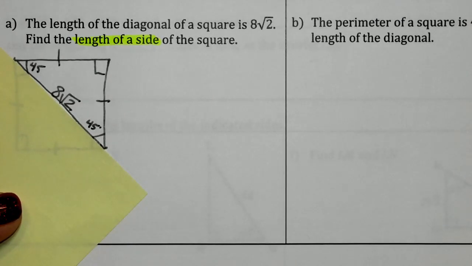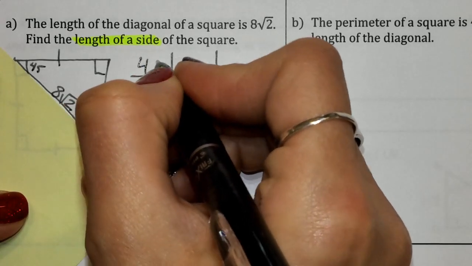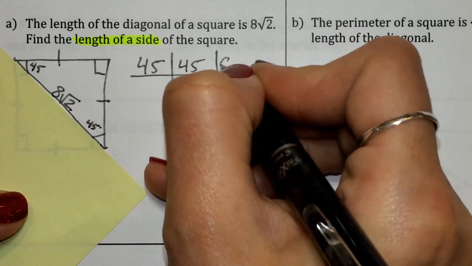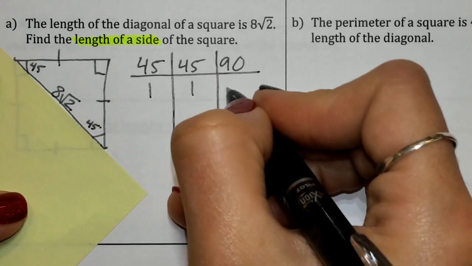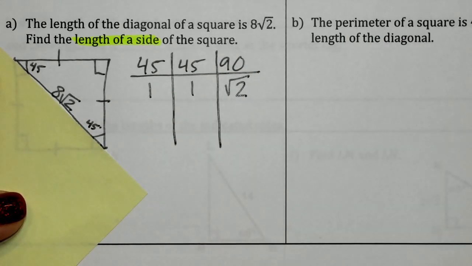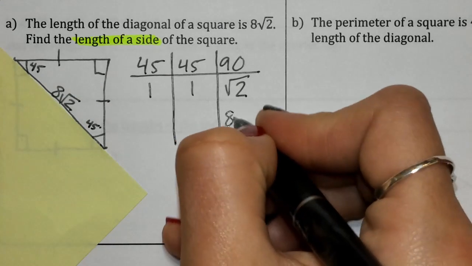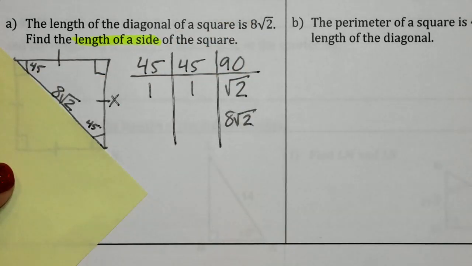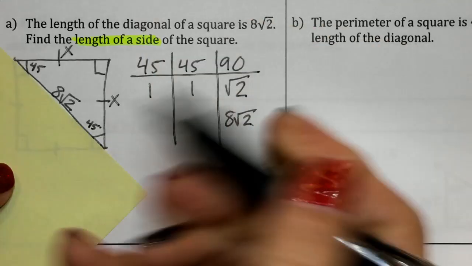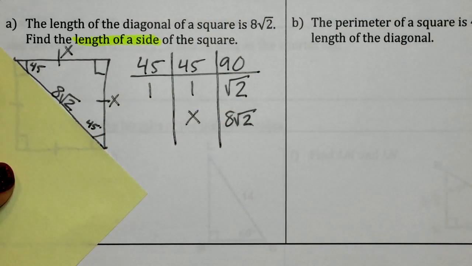We're going to set up our table. I won't worry about pausing it. Just set it up with me. And notice how I'm setting it up, one row at a time. 45, 45, 90. 1 square root of 2. Okay, what do we have? 8 square root of 2 across from the 90 goes in the 90 column. What do we need? The legs, which are both the same, and those are across from the 45s. Again, I'm just using the middle column.